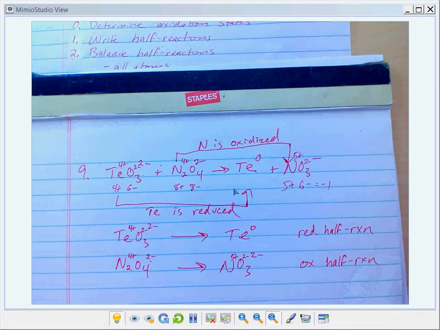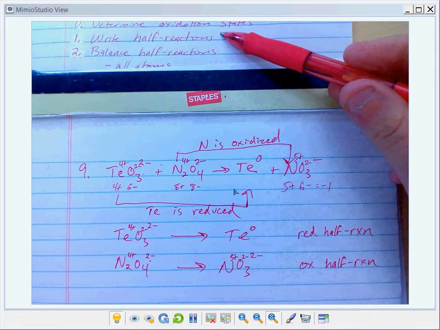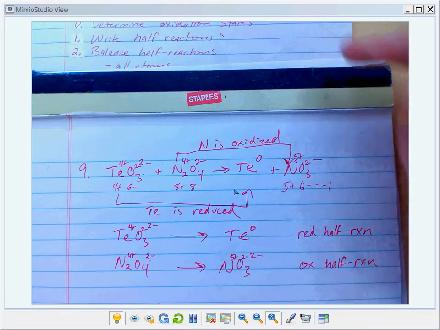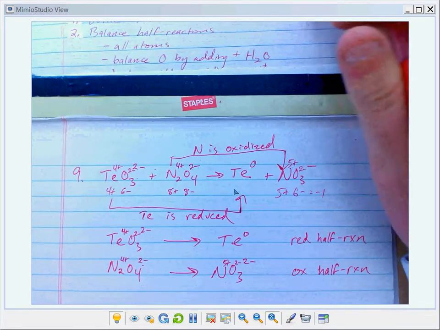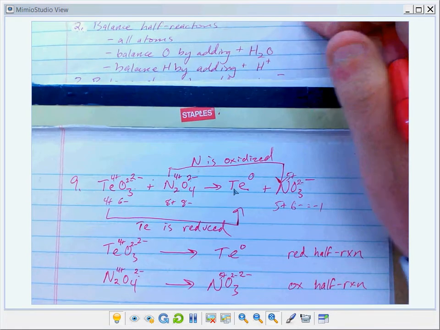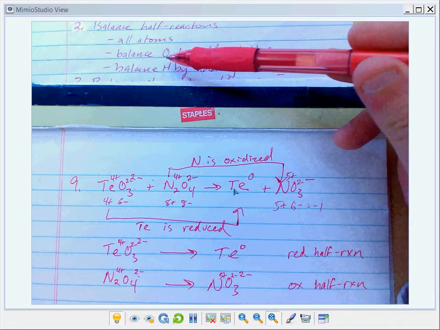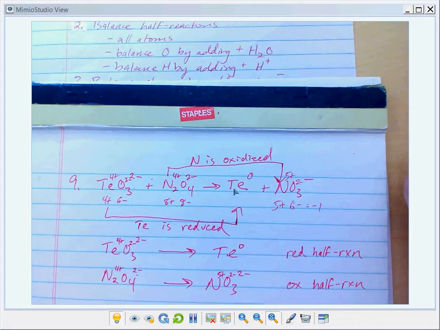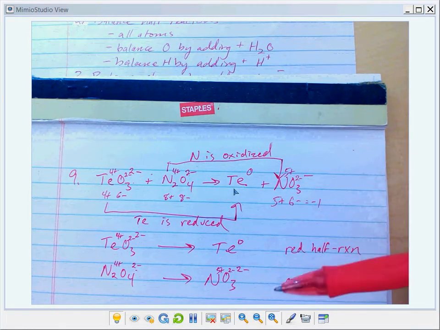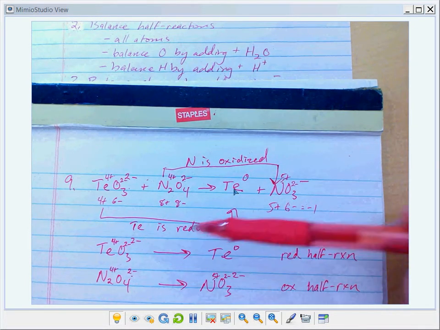Okay, that was the step. Now we're going to go on to balance the half reactions. All right, this is going to involve balancing the atoms first, the elements. Then we're going to balance oxygen, then we're going to balance hydrogen. First, we have to balance everything that's not oxygen or hydrogen.